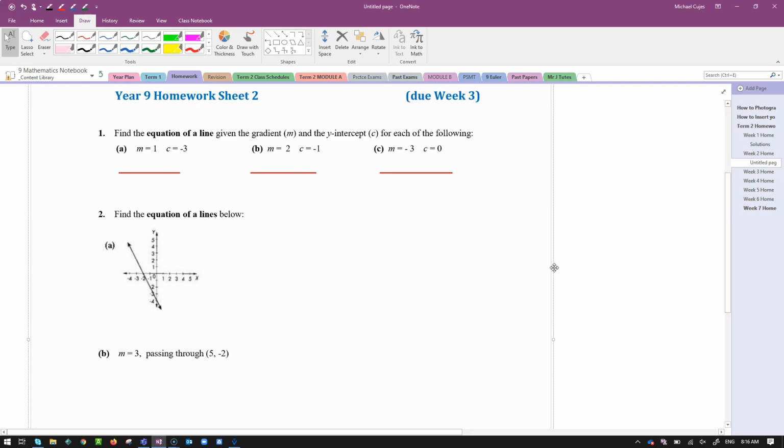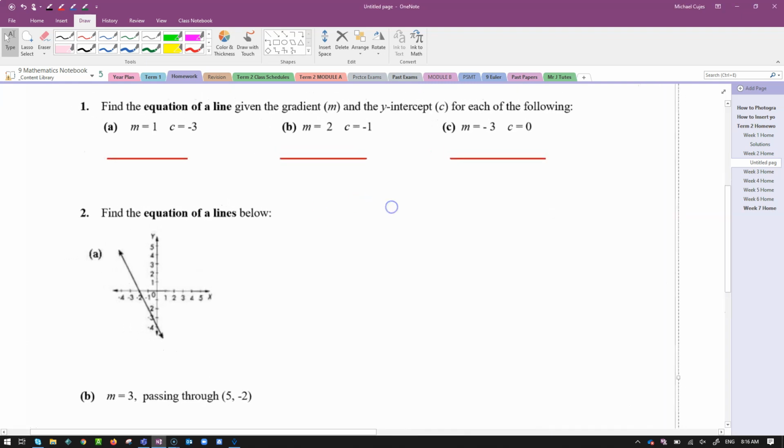All right, back with homework sheet 2. Find the equation of the line given the gradient and the y-intercept. Y equals mx plus c is all I really need to remember here, isn't it? So this is going to be x plus negative 3 means minus 3. You can just write down the answers for these.